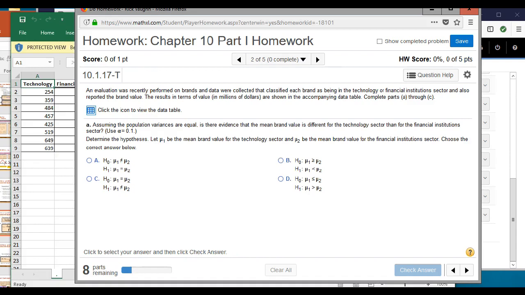So, assuming the population variances are equal, we have two groups of data. Is there evidence that the mean average brand value is different? Mean tells me I'm comparing means, different tells me I'm doing a two-tailed test, and I have these two groups, and we're comparing the mean between these two groups. Those things together with the population variances being equal tell me I'm going to be using the independent samples t-test, and this time, unlike question 1, we're going to do a two-tailed test.